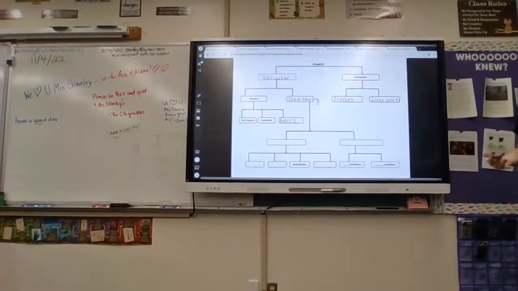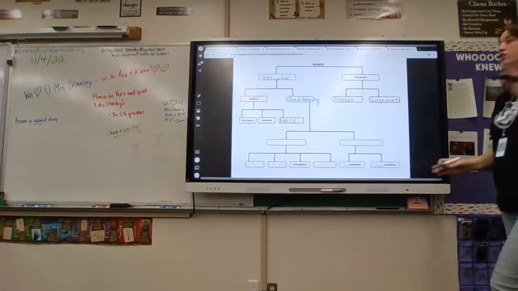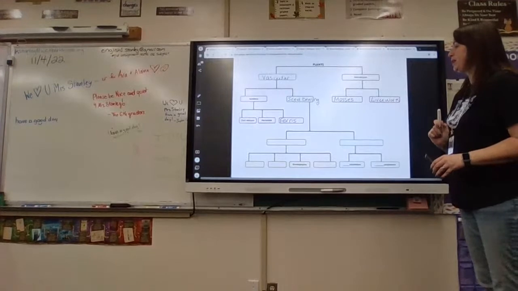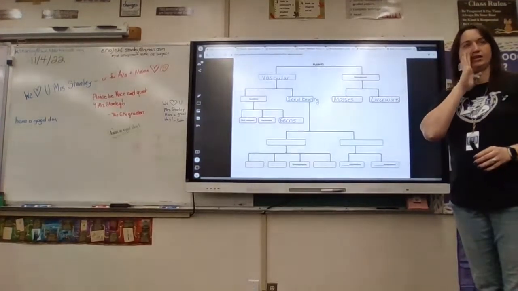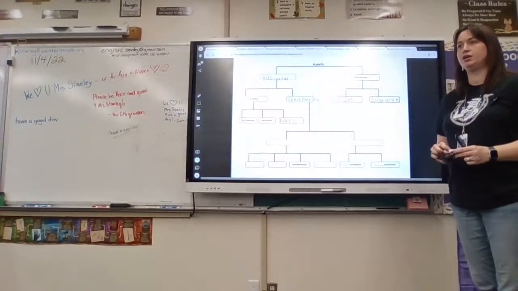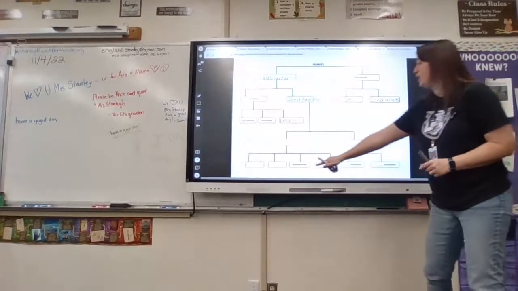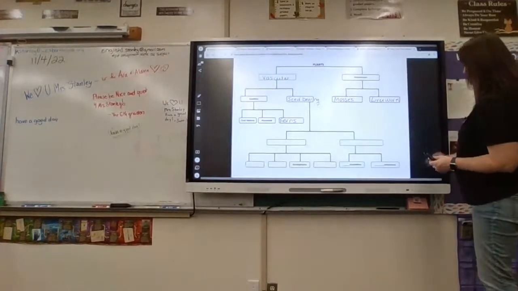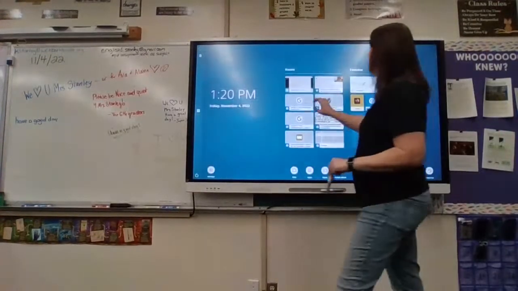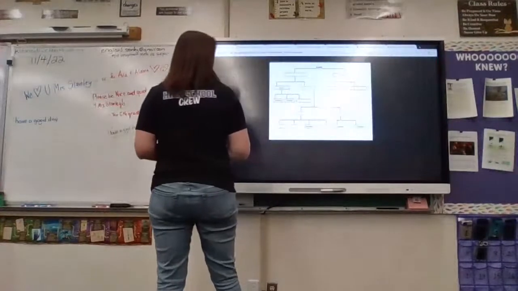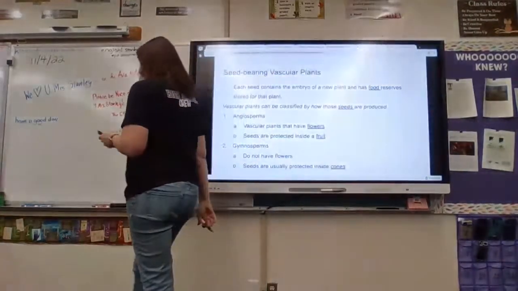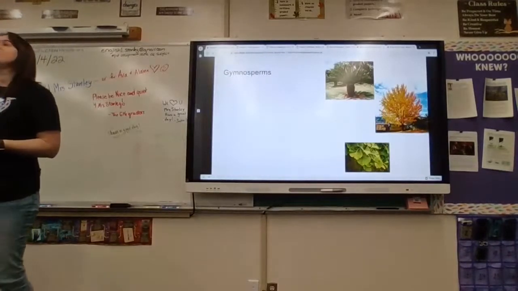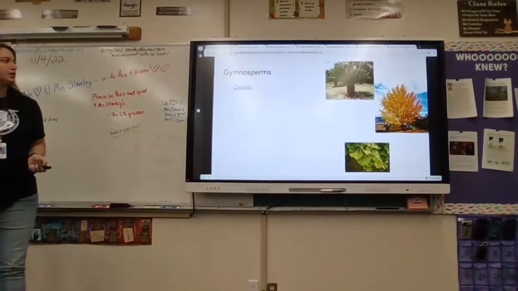So now, on your chart, you know what the two designations are for seed-bearing plants. Only one problem. Can we fill it in yet? Why not? We don't know the rest of it. Have we talked about neophytes or cotyledons? So let's go back to this. Let's talk about gymnosperms first.